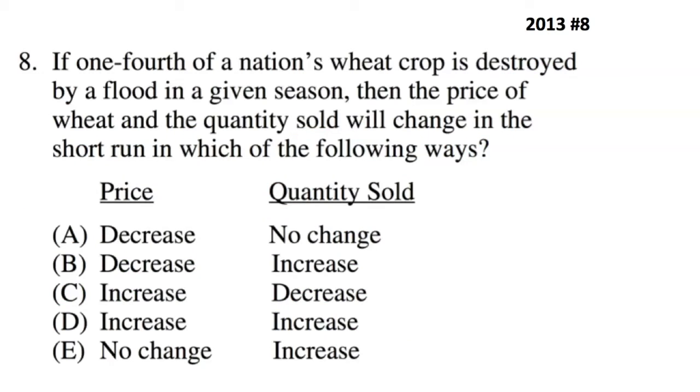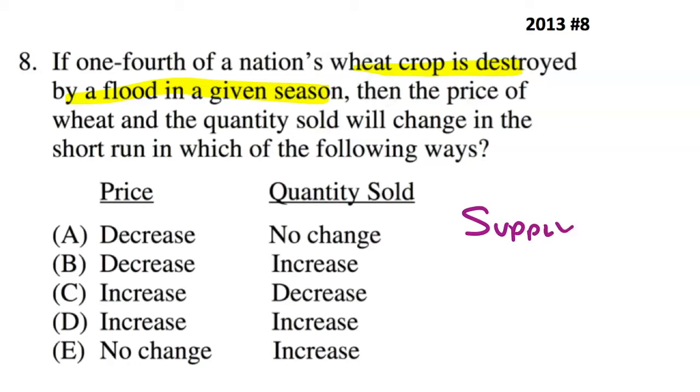Number 8. If 1/4 of a nation's wheat crop is destroyed by a flood, then the price of wheat and quantity sold will change in the short run in which of the following ways? Here, we first have to determine whether this is going to impact supply or demand. If 1/4 of the nation's wheat crop is destroyed by a flood in a given season, it has nothing to do with consumers, because this question is not telling us it's going to impact demand. So we know it's going to impact producers, which should impact supply.